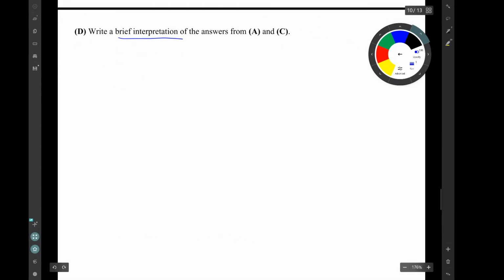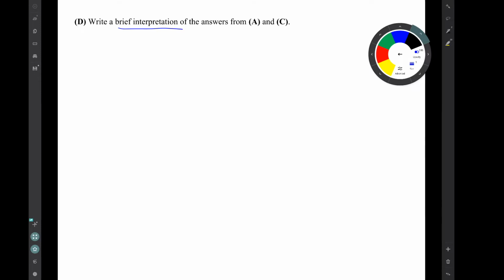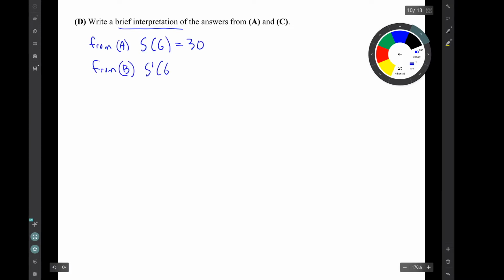To interpret those means that we have to explain what they tell us about sales of the game, because this function S of t is serving to model an actual situation that has to do with sales of a game. So writing a brief interpretation just means explaining what those abstract mathematical results tell us about sales of a game. Well, let's write the results from A and C. What do they mean in terms of sales of the game?